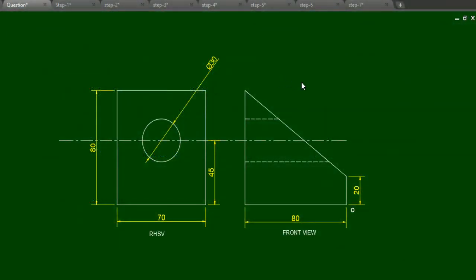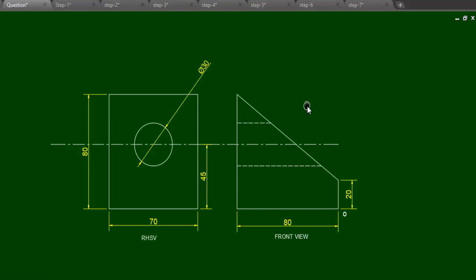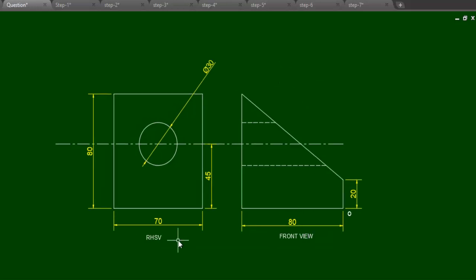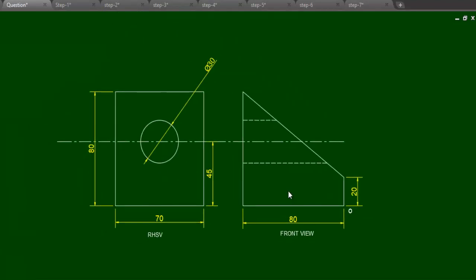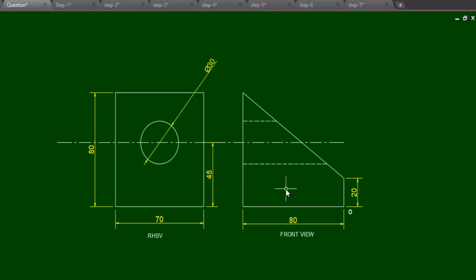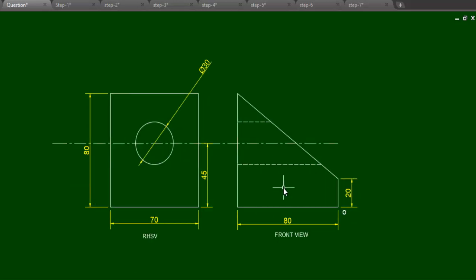So let us start. So here is the question. In this question, two views are given, front view and right hand side view. Origin is also given. Now I assume that you know some concepts about isometric projections. Otherwise, this video will not be a direct help. I recommend you first understand some concepts about isometric projections.